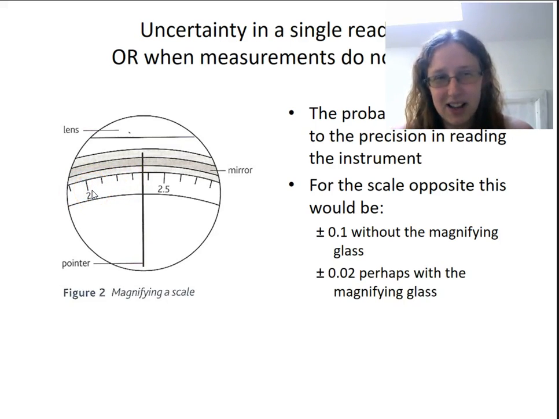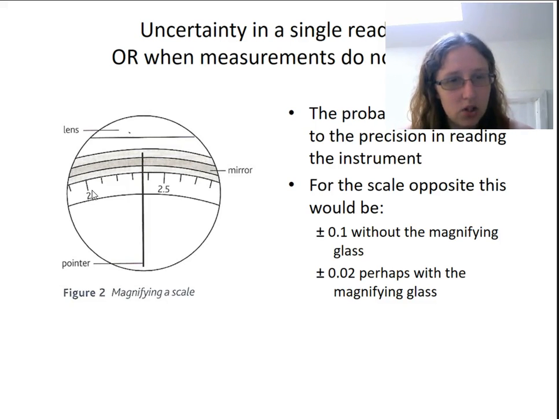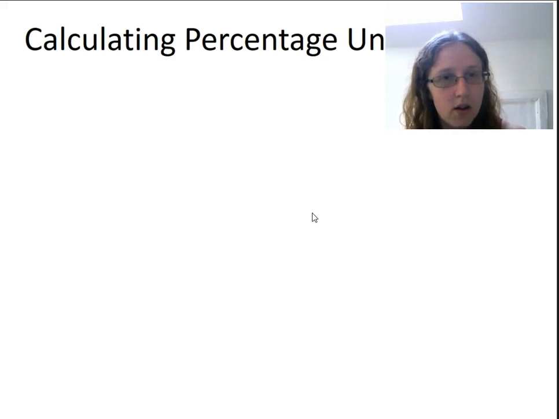Now if I use a magnifying glass, I probably can be a bit more precise, so I could argue that it would be plus or minus 0.02 maybe. Generally, you don't have to worry about magnifying glasses too much. If you just said that it was this one, you would be correct. Right. Saying that I'm uncertain by plus or minus 1 millimeter.